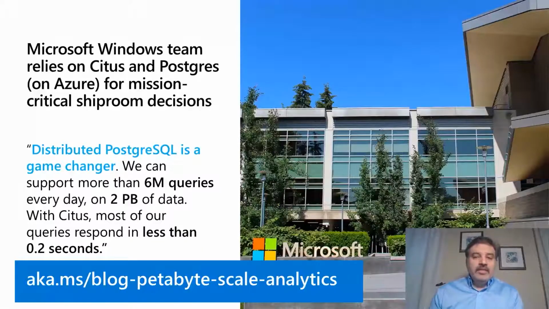Moving on to real-world examples. Microsoft Windows diagnostic metrics are displayed on a real-time analytics dashboard called Release Quality View, which is populated from Citus. Essentially, they deployed across 2 Citus clusters with over 2,800 cores, 19 terabytes of memory, and petabytes of data. It supports about 6 million queries every day with 2 petabytes of data, and most queries are answered in less than a second. This is critical for Microsoft Windows for mission-critical ship room decisions.